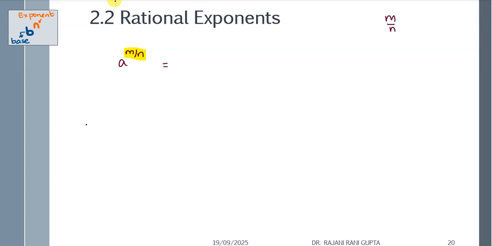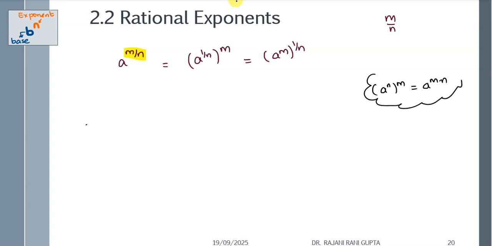So basically, in the rational exponent, we can also write it as a to the power 1 over n, whole power m. Okay. Or I can also write it as a power m, to the power 1 over n. Because we know the rule of exponents that if you have a power m, whole power n, you can write it as a power m multiplied by n. Okay, you have seen this rule of exponents earlier.